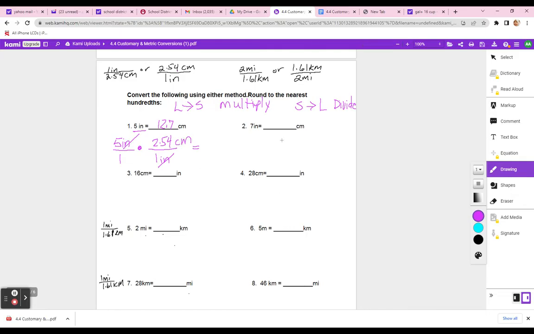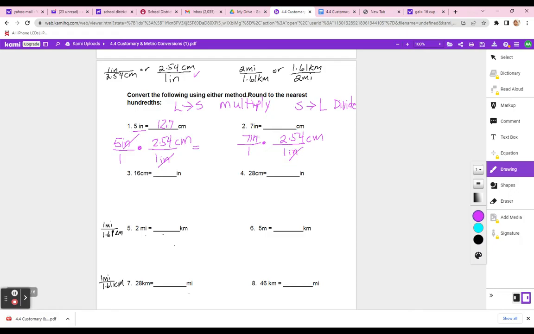All right, let's go ahead and do the next one. So we'll start with what we are given, and we write that as a fraction. 7 inches over 1 times our conversion factor. Because we want to go from inches to centimeters, we want the inches to divide out. So the inches have to appear on opposite sides. So it looks like I have to use this conversion factor again. So inches on the bottom, 1 inch is 2.54 centimeters.